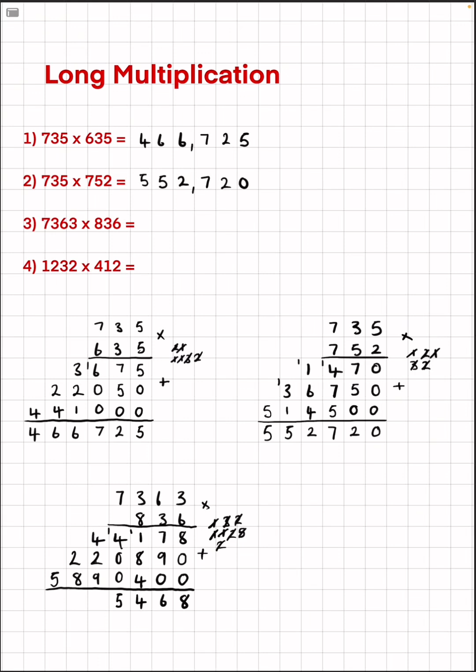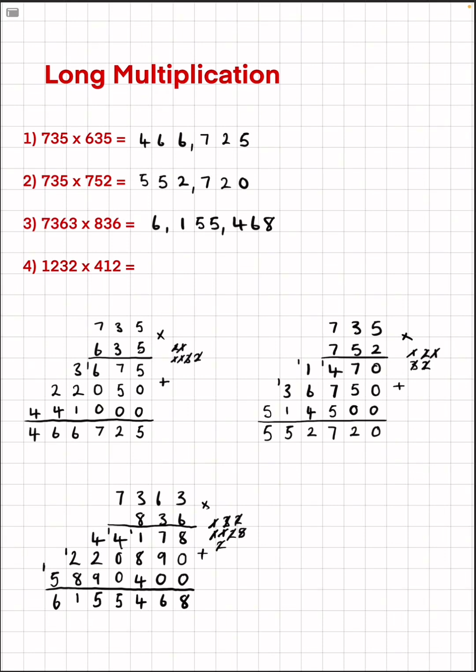9 add 2 is 11, add 4 is 15. Put the 5 down, carry the 1. 8 add 2 is 10, add 1 is 11. Put the 1 down and carry 1. 5 add 1 is 6. So the answer is 6,155,468.